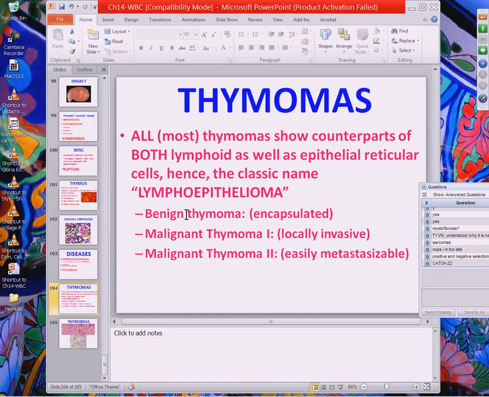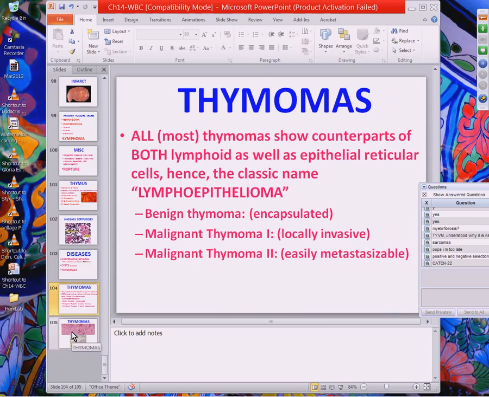Now, what if it doesn't stay encapsulated and isolated? Let's say that it infiltrates. Well, then you would call that malignant thymoma grade 1, okay, or category 1 perhaps. And it's locally invasive. Now, is it possible that you could have a malignant thymoma that also metastasizes, much the way any malignant tumor can metastasize anywhere in the body? And yes, it is possible. I have never seen one, but it's possible. So that would be your malignant thymoma category 3.